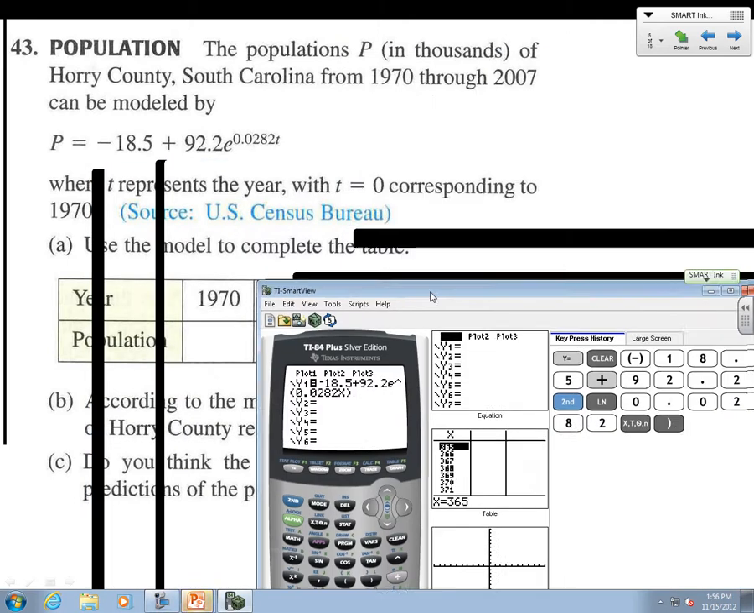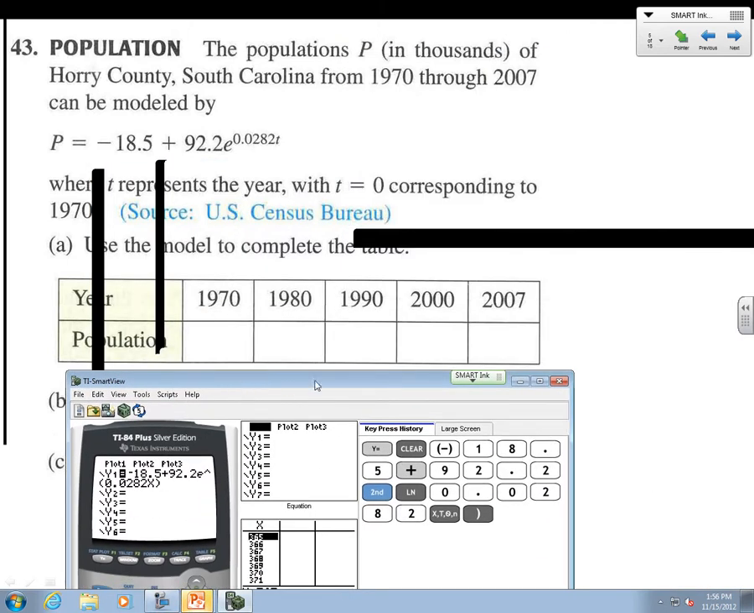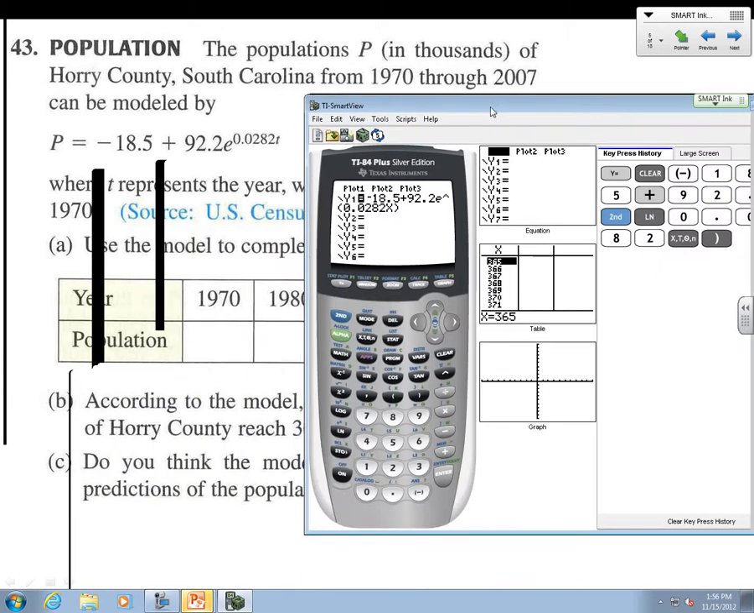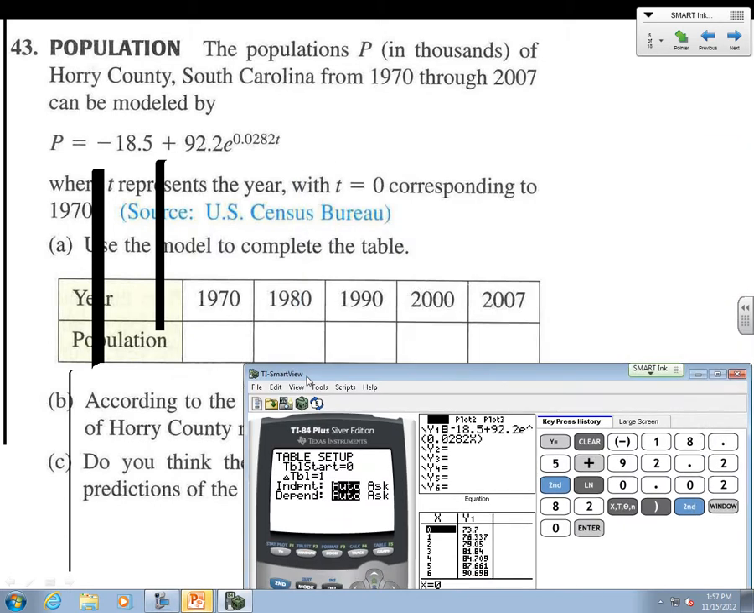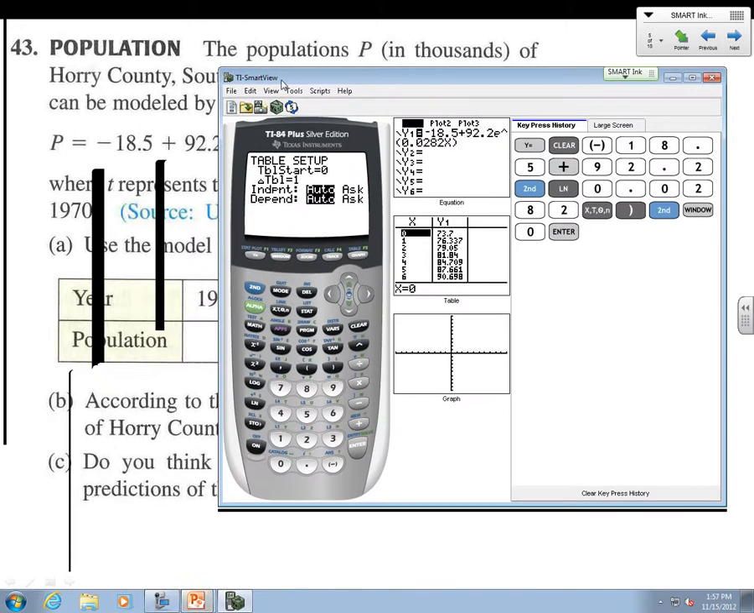Now, first things first, it asks us to fill in the table here, and it says that 1970 is year 0. So I'm going to let the calculator do that for us here. We're going to use the table, and we're going to start our table at 0. In this case, I'm going to start counting because it says 1970. Then if I look back, 1980, 1990, 2000, I'm going to count by tens. And go to our table.